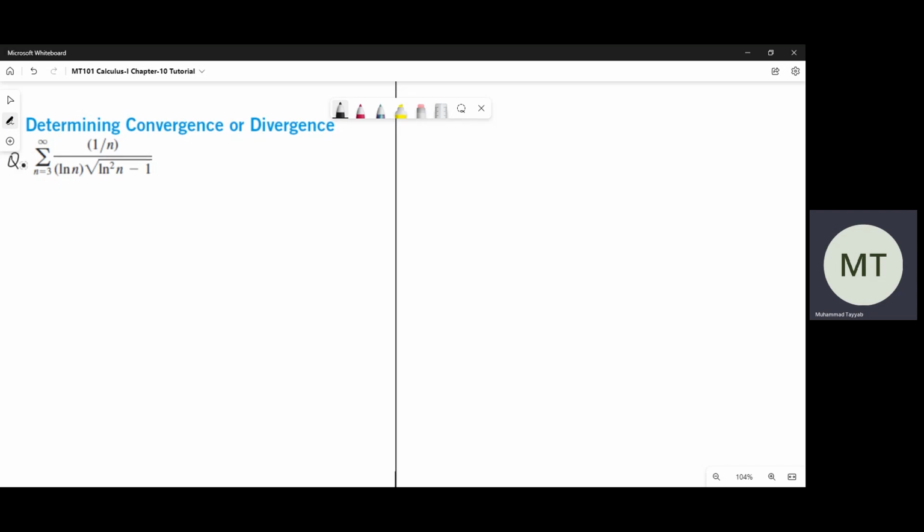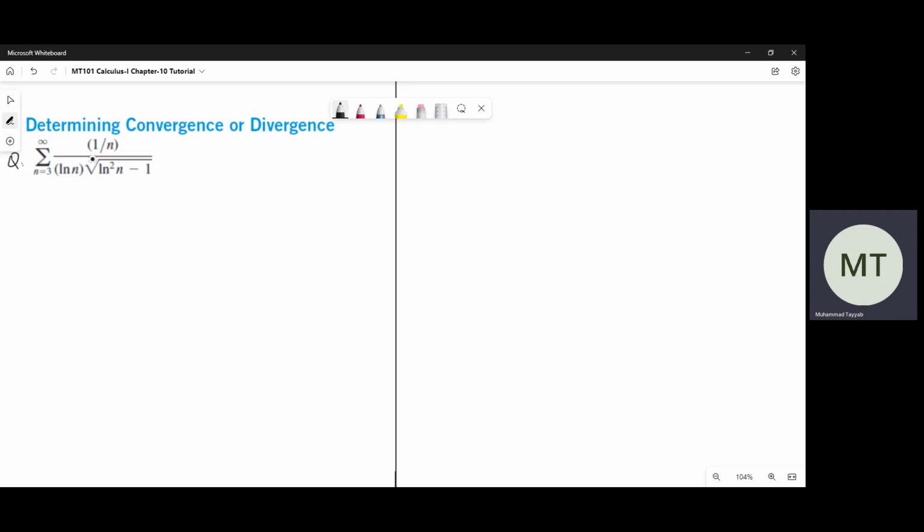Of course, by looking at it at first sight, we can say that this is not a geometric series, and we cannot apply the geometric series test. So let's move on to the integral test and p-test. In the numerator there are some powers, so we cannot apply the p-test directly. There are possibilities to find the convergence of this series by the integral test or the basic comparison test.